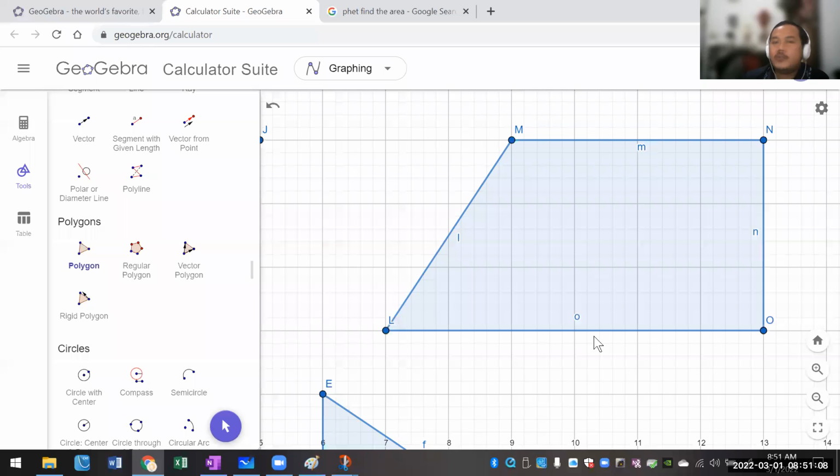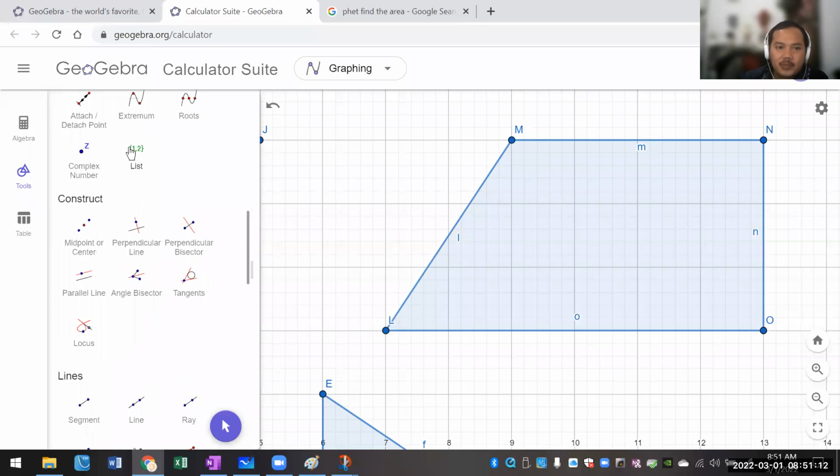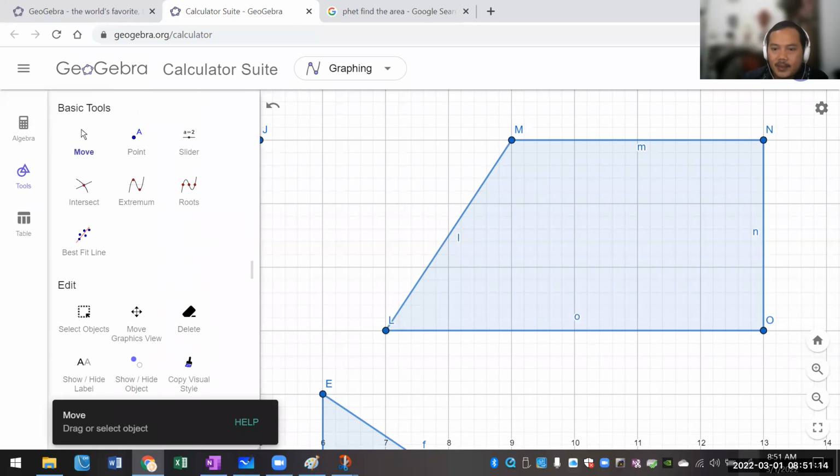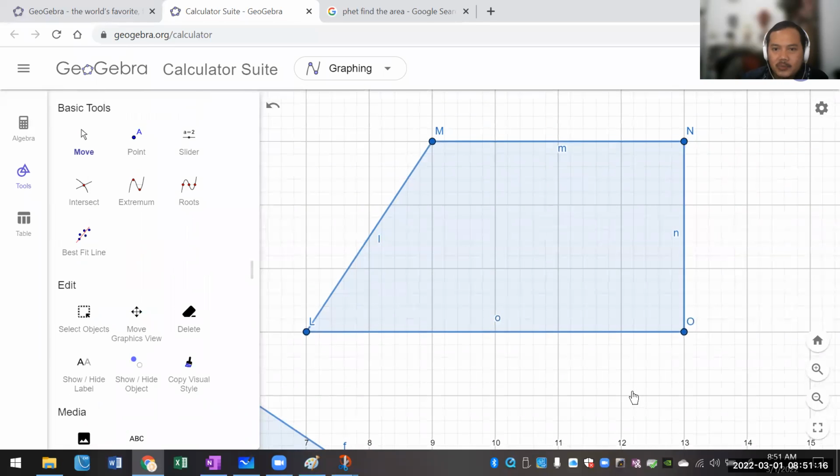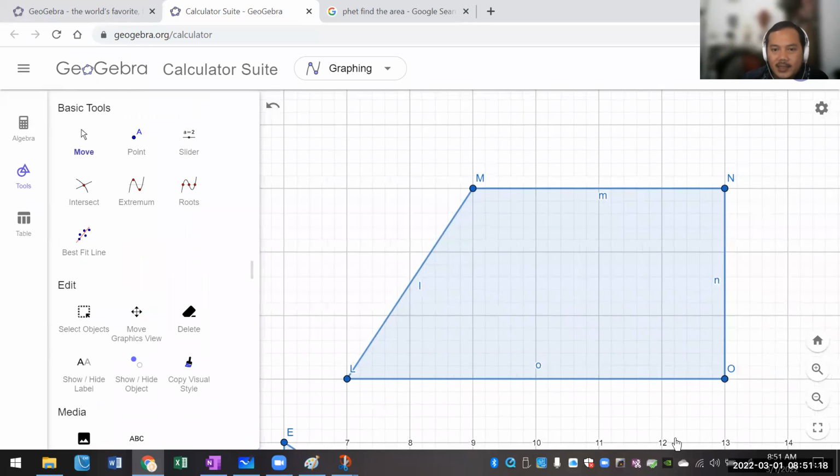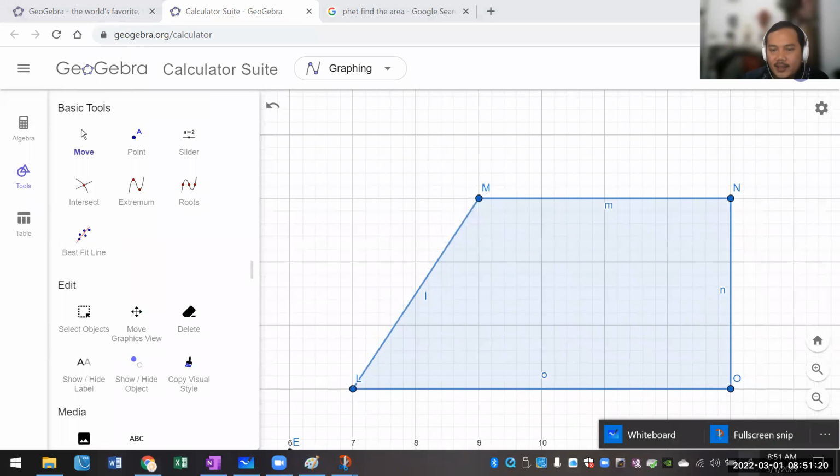Another question, guys. What is the area of the shape? Silakan, siapapun boleh coba. Ingat ya, guys. Semua keaktifan kalian tuh dinilai ya. Silakan, guys.